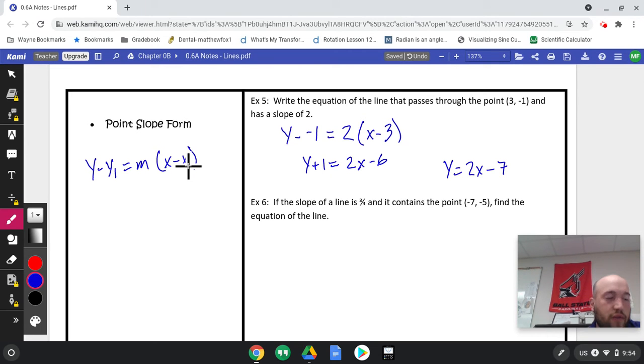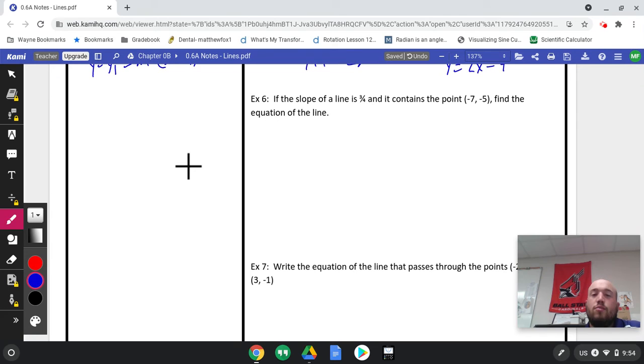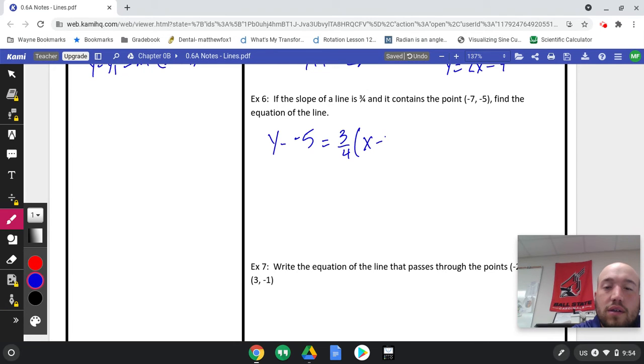Okay, a few more examples. This next one may be a little bit more difficult because the slope is a fraction. So we'll do the same approach, y minus y1, so y minus negative 5 equals 3/4 parentheses x minus negative 7. Okay, so we can rewrite this as y plus 5 equals 3/4 x, that's going to be plus 7.